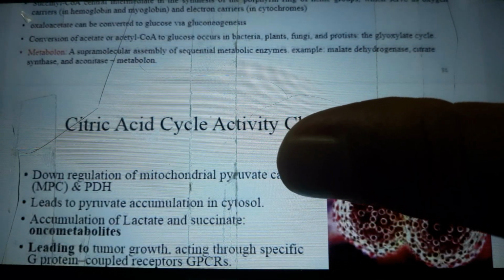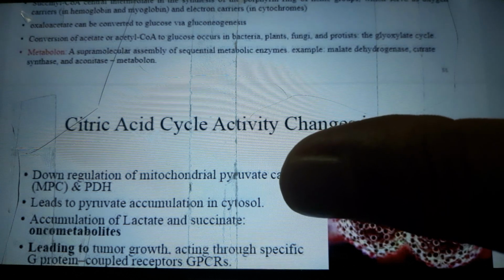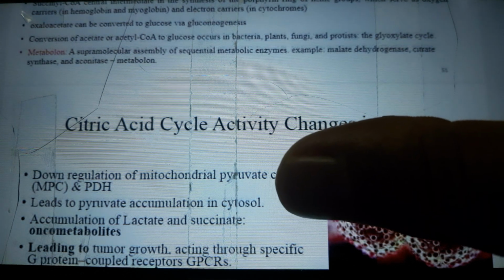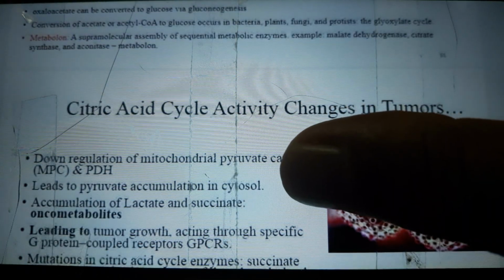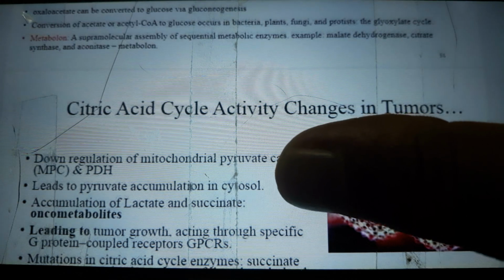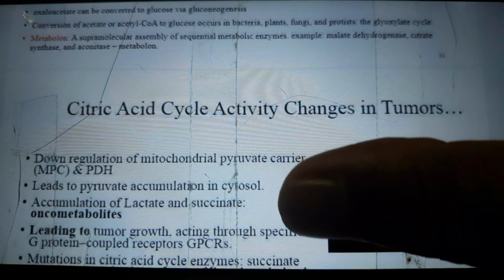Oxaloacetate can be converted to glucose by gluconeogenesis. Conversion of acetate or acetyl-CoA to glucose occurs in bacteria, plants, fungi, and protists through the glyoxylate cycle. Metabolons are supramolecular assemblies of sequential metabolic enzymes, for example malate dehydrogenase, citrate synthase, and aconitase.